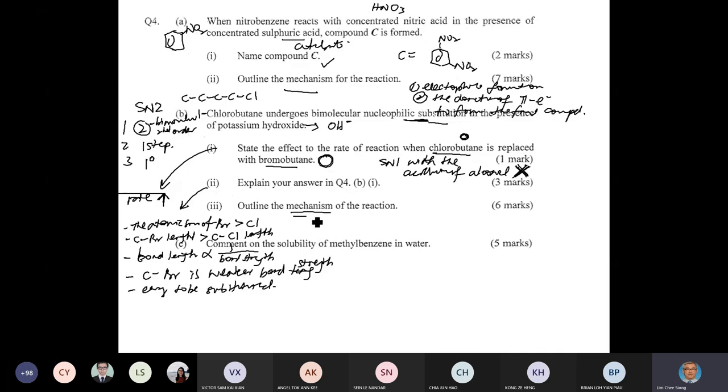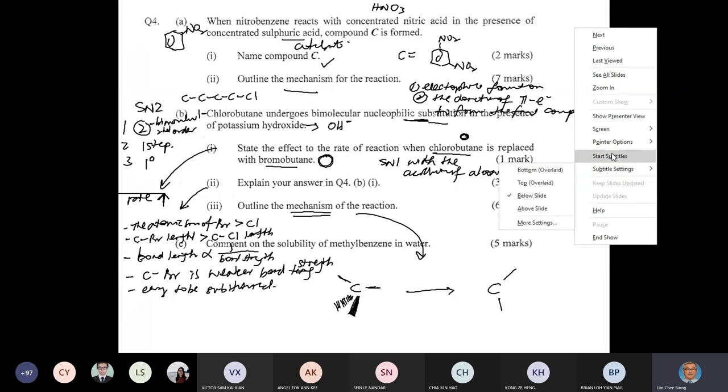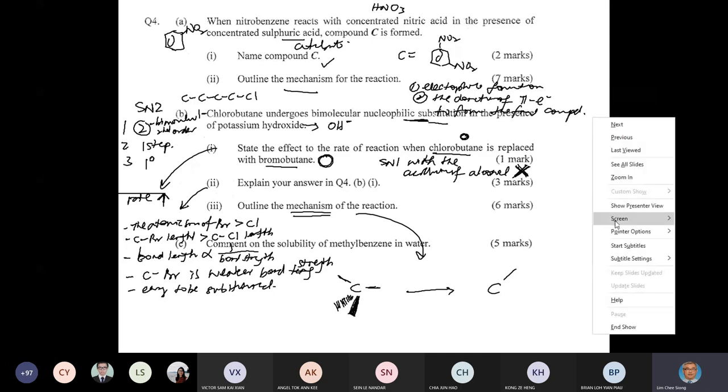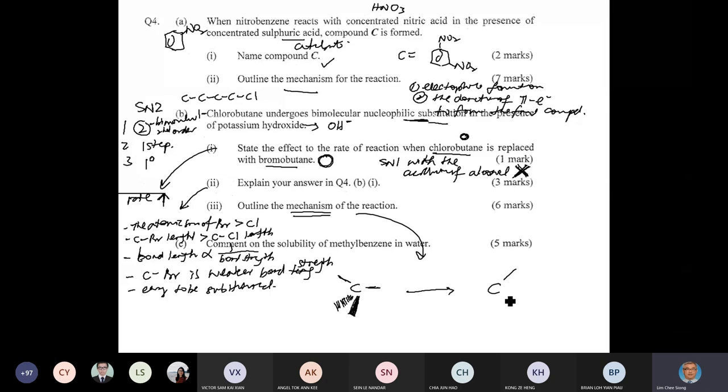Okay, done already. Now you go for the mechanism. So for the mechanism, you can refer back to it. Yesterday I checked already from the book itself. The C itself, when you show that, you can show it this way. Then after the conversion, no problem. This one shows us the conversion between the two conformations.